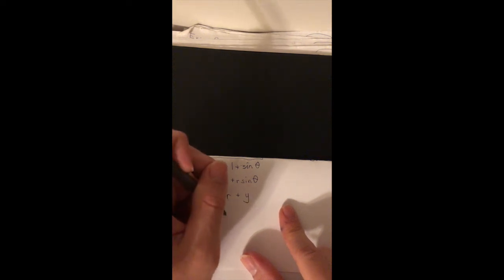So what I'm going to need to do is move everything that does not have an r in it to the left-hand side. So I'm going to move the x squared plus y squared minus y to the left-hand side, set it equal to r. Now I'm going to square everything here. And r squared, I can write that as x squared plus y squared.